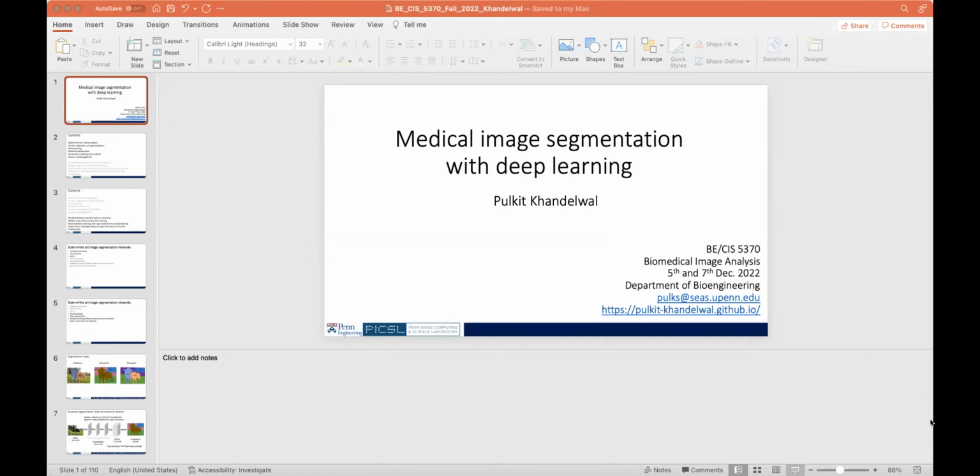So let's start with the key papers since 2015 in deep learning for segmentation. And as you go through the slides, keep in mind there are three different things which have evolved over the years. The first is the architectural choices, the loss functions, and what priors are incorporated within deep learning.